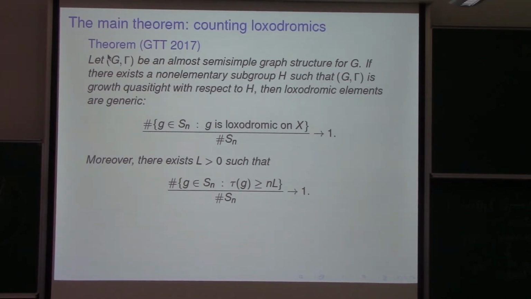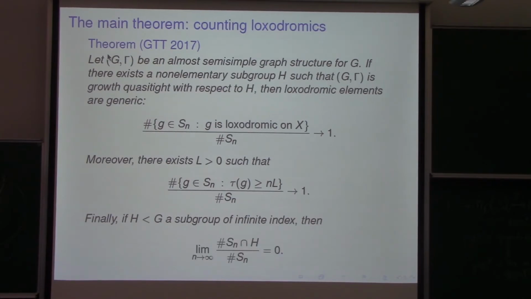Also, there are other things you can say, which are a priori unrelated but use the same techniques. Something which seems obvious, but I don't think it's obvious: if you have a subgroup H of infinite index in G, and let's assume that this structure is injective, so every group element has at most one representative, then the proportion of elements of length n in this subgroup tends to 0 as n goes to infinity.